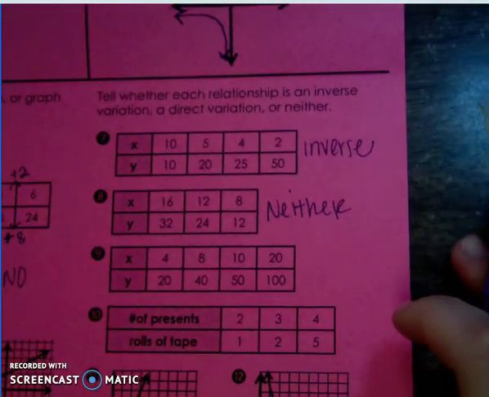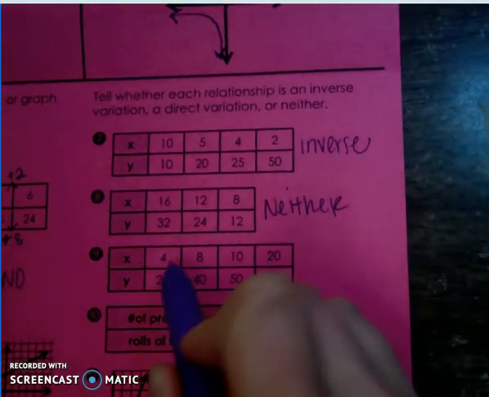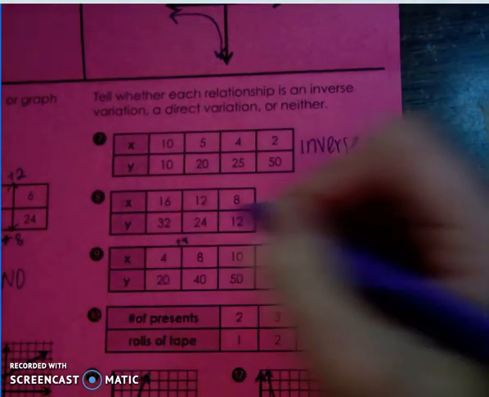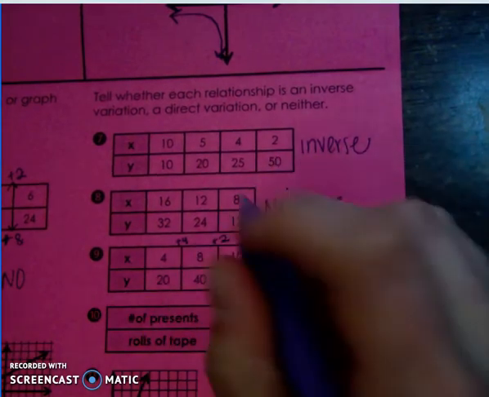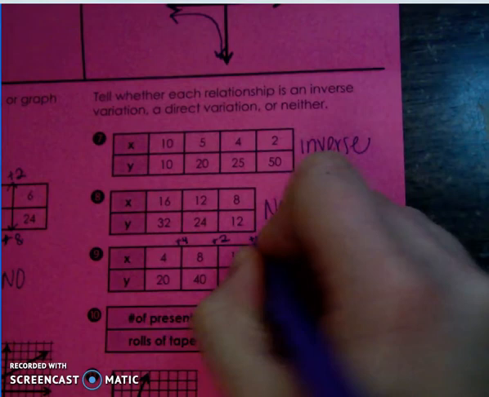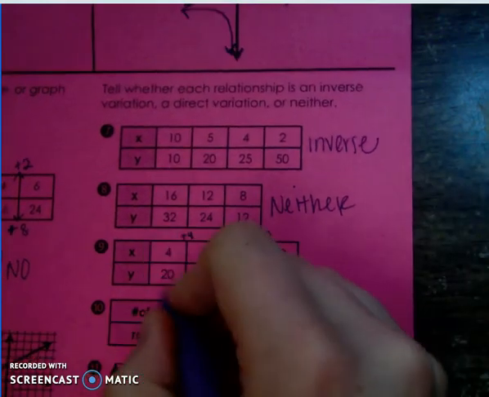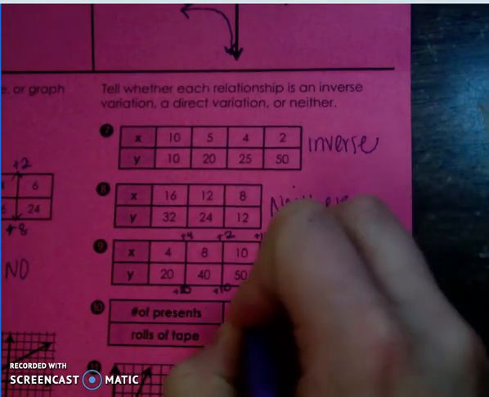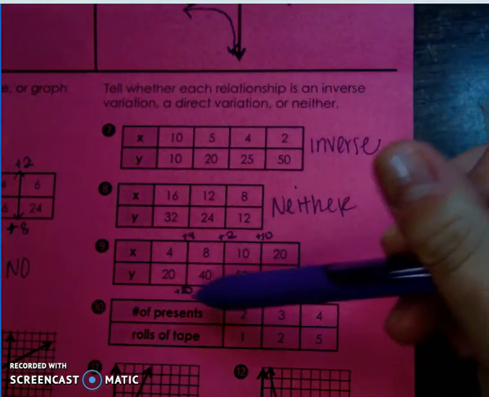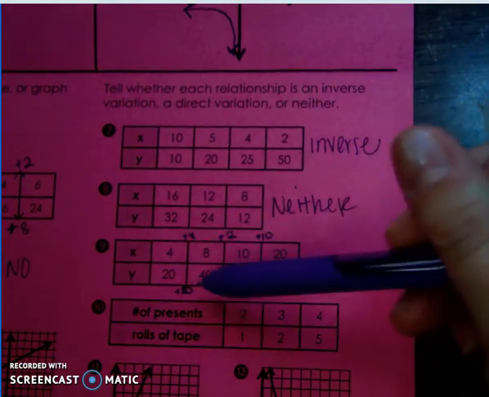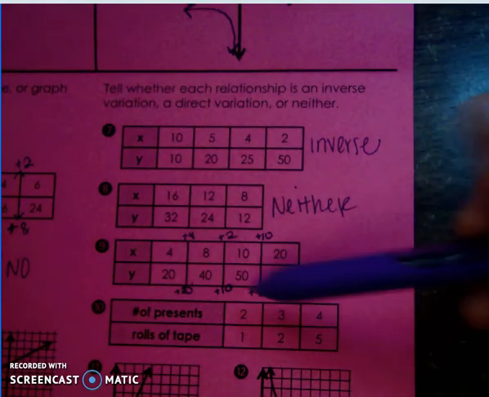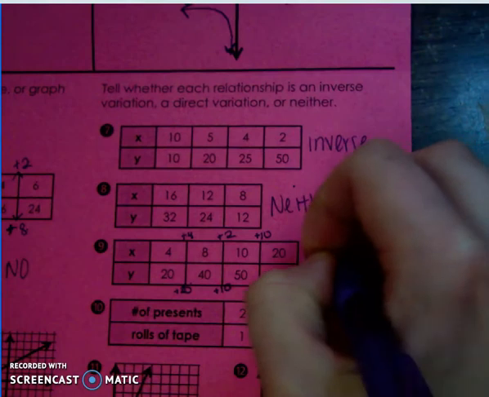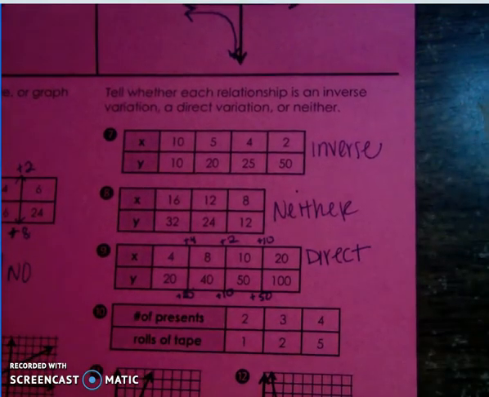9. Again, so let's see. Change in x, I'm going up 4. I'm going up 2, and then I'm going up 10. All right, but this is going up 20, up 10, and up 50. So let's see, 20 over 4 is 5, 10 over 2 is 5, and 50 over 10 is 5. So this is a direct variation.